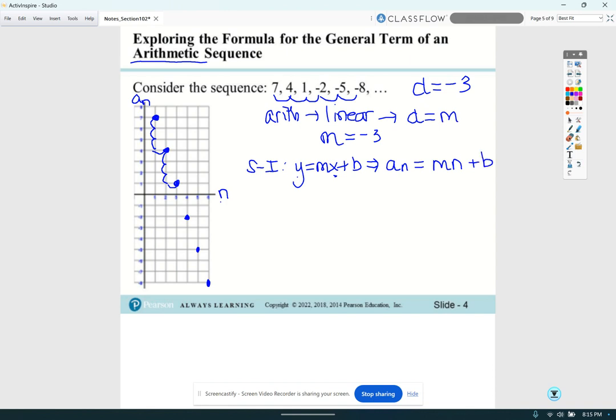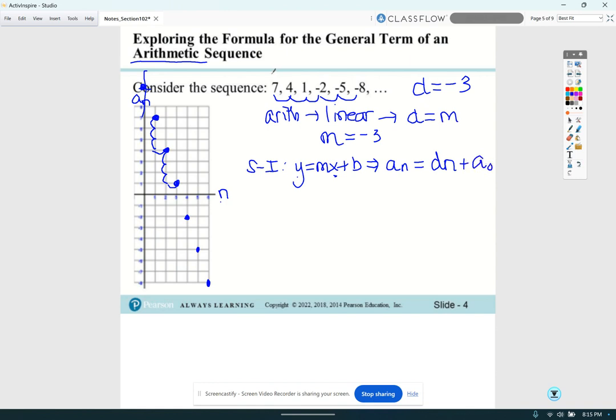Oh, and b, let's actually change that. Actually, let's change the m. Sorry about that. Because m for sequences is d. And then b would be the y-intercept. Now the y-intercept would be, in this case, up here. Went a little bit off the graph. But that's going to correspond to the 0th term of the sequence.